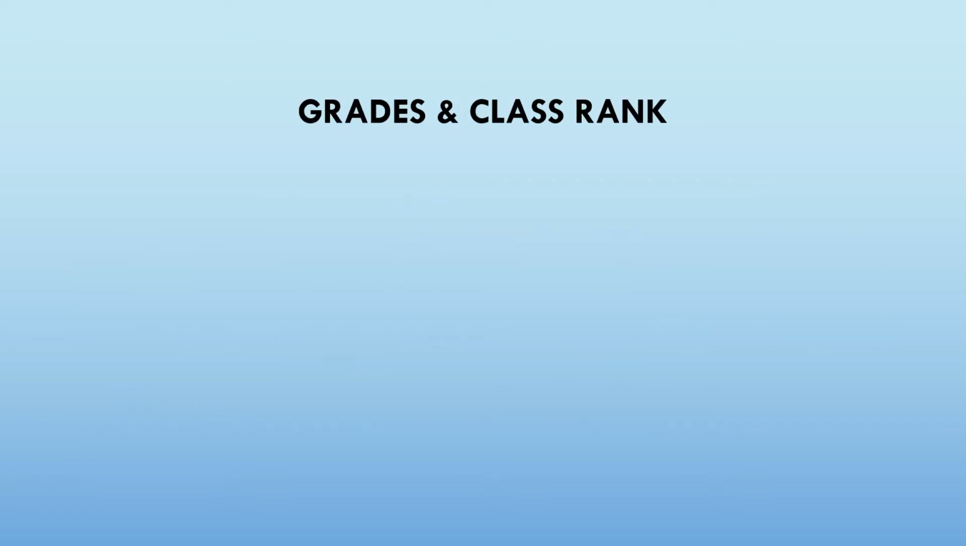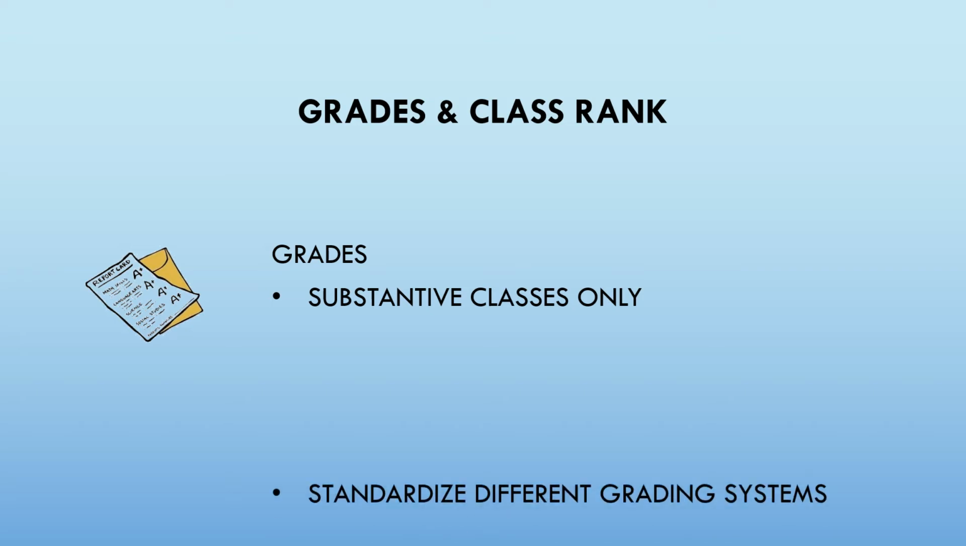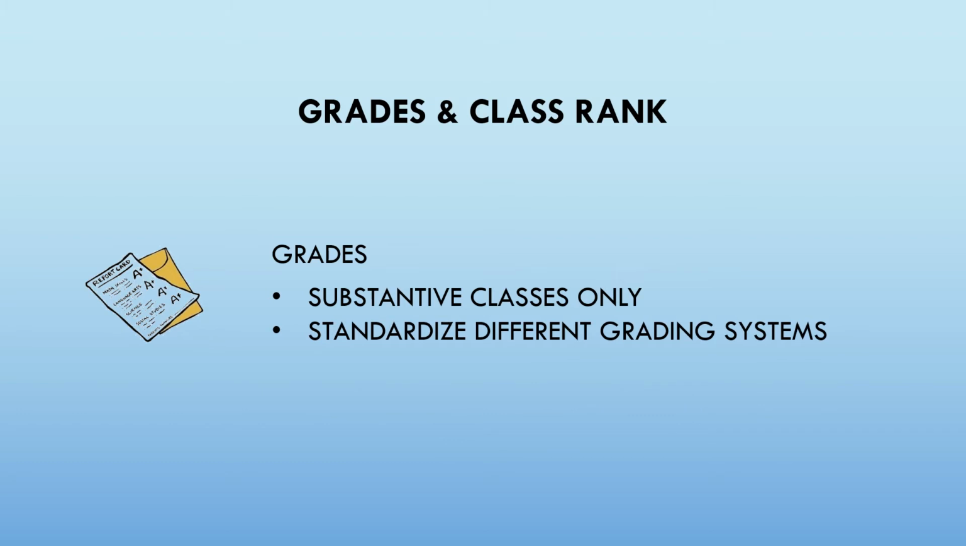Undergraduate admissions offices will usually compute a grade point average based on a student's substantive high school classes only. If you are applying to study physics, for example, grades in physical education or fine art are not likely to be included. Some schools use different scales, for example, 1 to 5 or F to A+. Undergraduate admissions offices will standardize the different grading systems so applicants can be fairly compared.